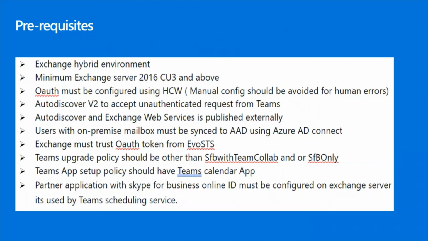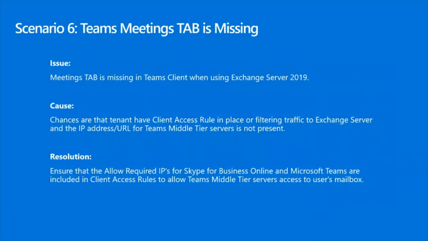The Teams upgrade policy should be other than SFB with Teams collab and/or SFB Online. The Teams apps setup policy should have the Teams Calendar app. AutoDiscover V2 must accept unauthenticated requests from Teams. So these are basically the prerequisites that you can have while setting up hybrid for your Exchange on-premise server. We'll be moving on to the next slide to see some interesting troubleshooting scenarios.